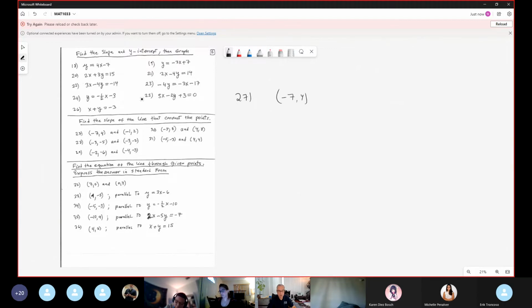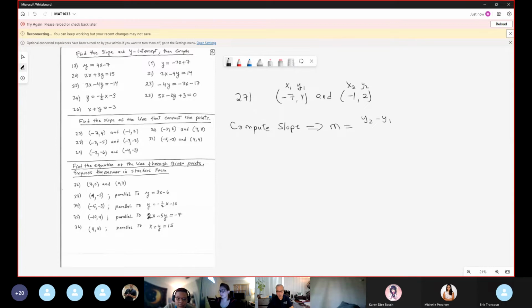(-7, 4) and (-1, 2). And they want you to find the slope. Okay, let's do it more. Let's find the slope and also the line passing through this point, connecting both points. So you call x1, y1, because I define the first point as this, and x2, y2. Step 1 is compute the slope. Compute the slope.